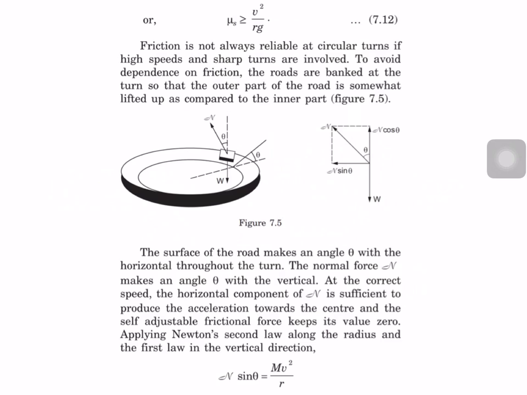So to avoid the dependence on friction, the roads are banked at the turn so that the outer part of the road is somewhat lifted up as compared to the inner part.